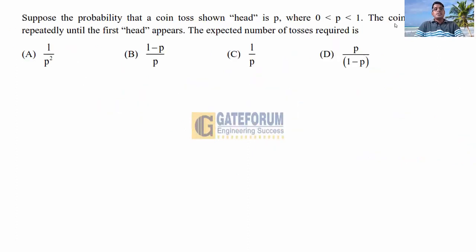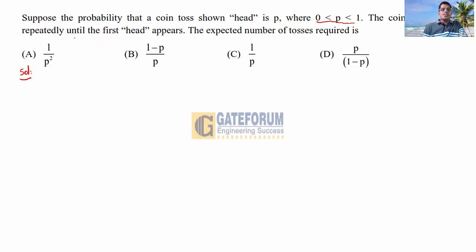The question is, suppose the probability that a coin toss shows head is P, small p, where 0 less than P less than 1. The coin is tossed repeatedly until the first head appears. The expected number of tosses required is, 4 options A, B, C, D given. Solution. So here, the probability P value lies between 0 to 1. If it is unbiased, getting head is 1 by 2. Biased, between 0 and 1. Okay, it may be more than half, less than half, we don't know.